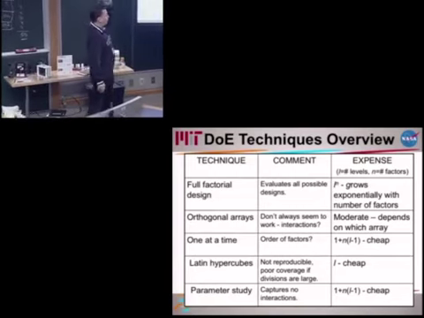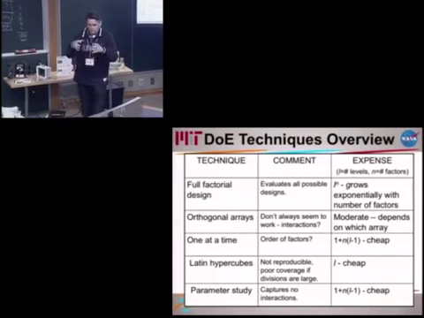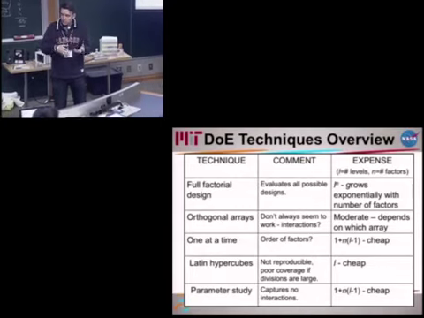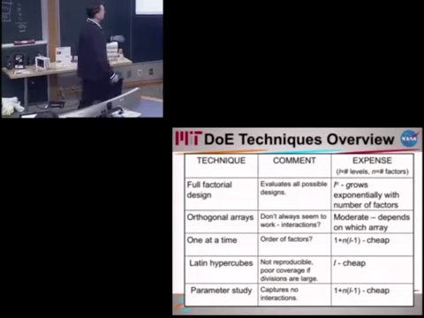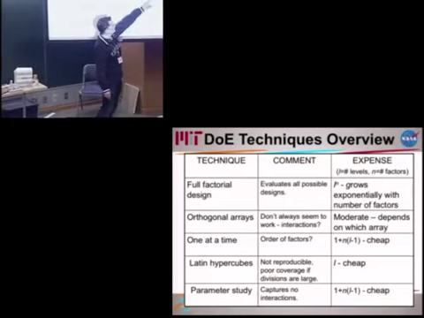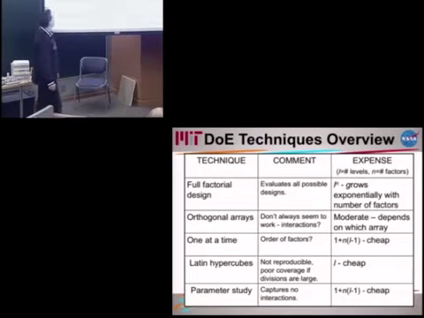One at a time is where you're going to pick a baseline design, and then you're going to make changes, you're going to try one thing. If it's better, you're going to go to that, and you sort of work your way through the design space, and that's pretty cheap. The cost of that is 1 plus n times L minus 1. So it goes linearly with the number of factors and linearly with the number of levels.